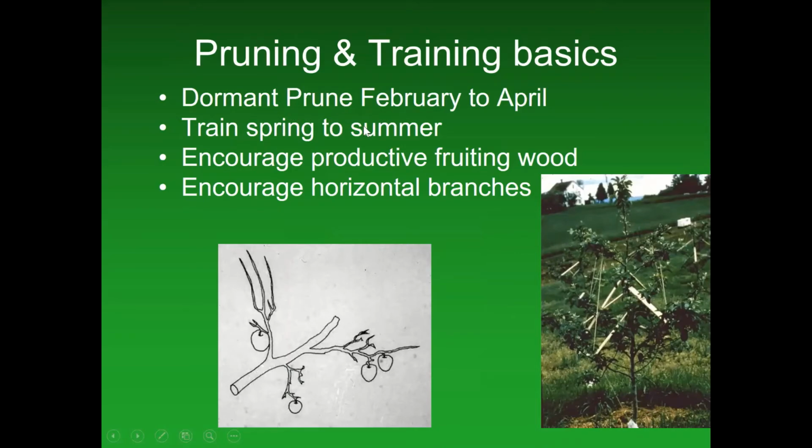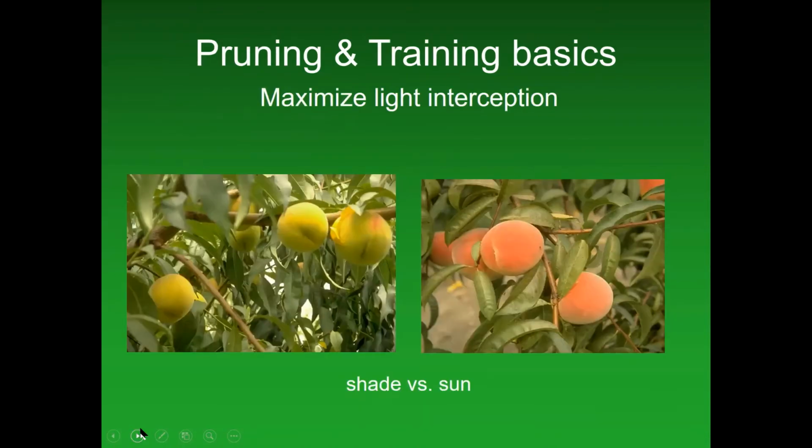You want to train during the spring and summer. So young plants, you're training them. And two things: you want to encourage productive fruiting wood, so horizontal wood and horizontal branches. This is a little slide that shows pulling these branches down on a small fruit tree so that they become horizontal, because with horizontal branches, not only does the plant grow slower and stronger, but it also becomes more fruitful. So it has more fruit buds.